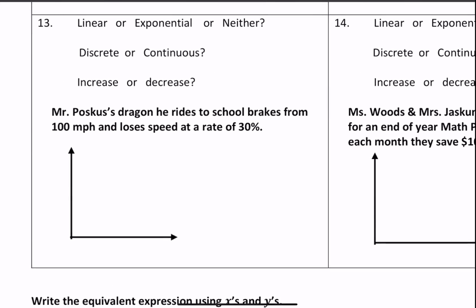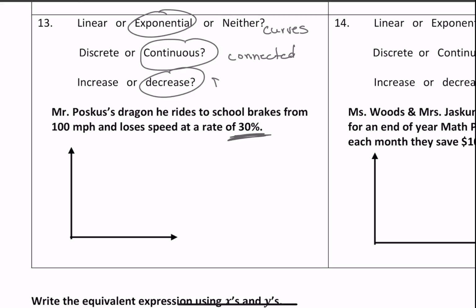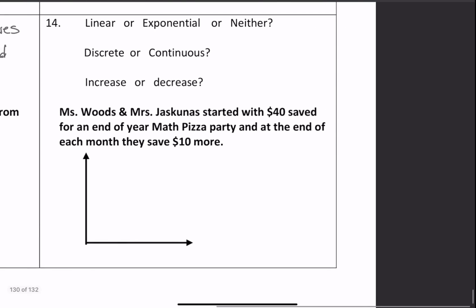13, Mr. Poskis' dragon he rides to school breaks from 100 miles per hour and he loses speed at a rate of 30%. 30% means it's exponential, so it curves. It's continuous because it's about speed, so it's connected dots. And it's a decrease because we're slowing down, so it's going down. So curved, going down, and the dots are connected.